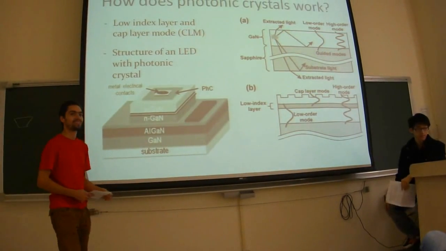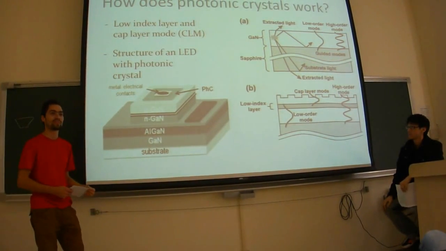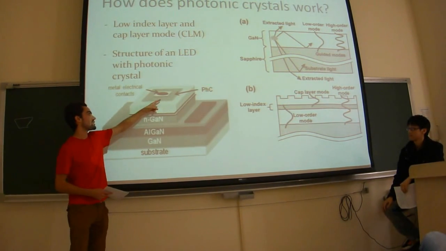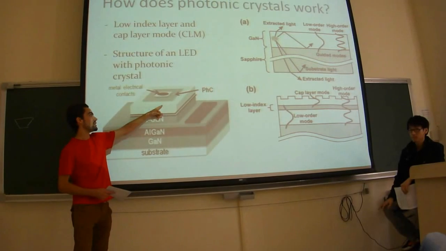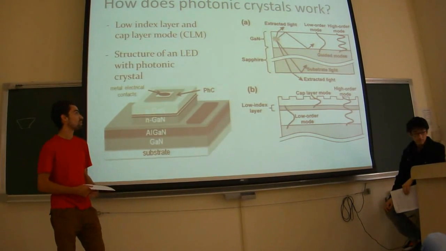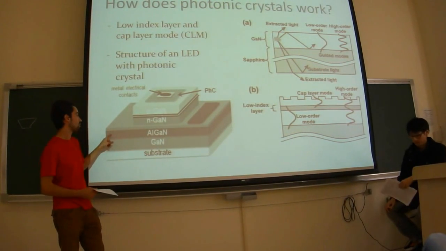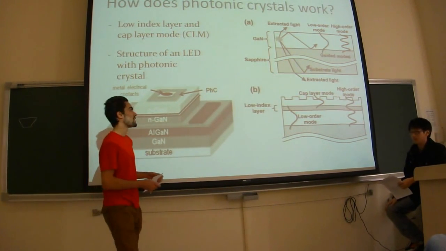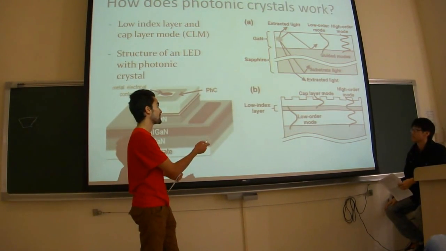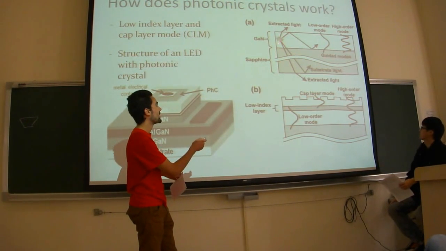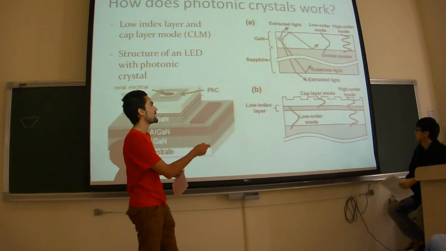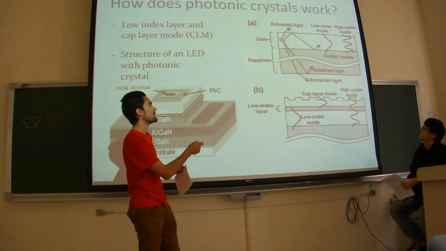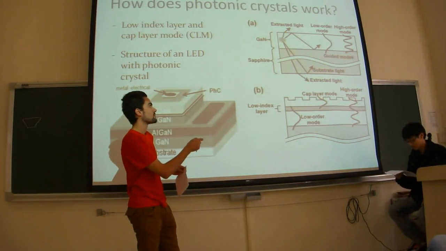The structure of an LED with photonic crystal is very much the same as a normal LED. The only difference is that they add the photonic crystal here on the top in the p-GaN, and in this article they also use an extra layer here. As I said before, most of the light is trapped here in the GaN. So the GaN acts as a resonating cavity, and there are many modes resonating.